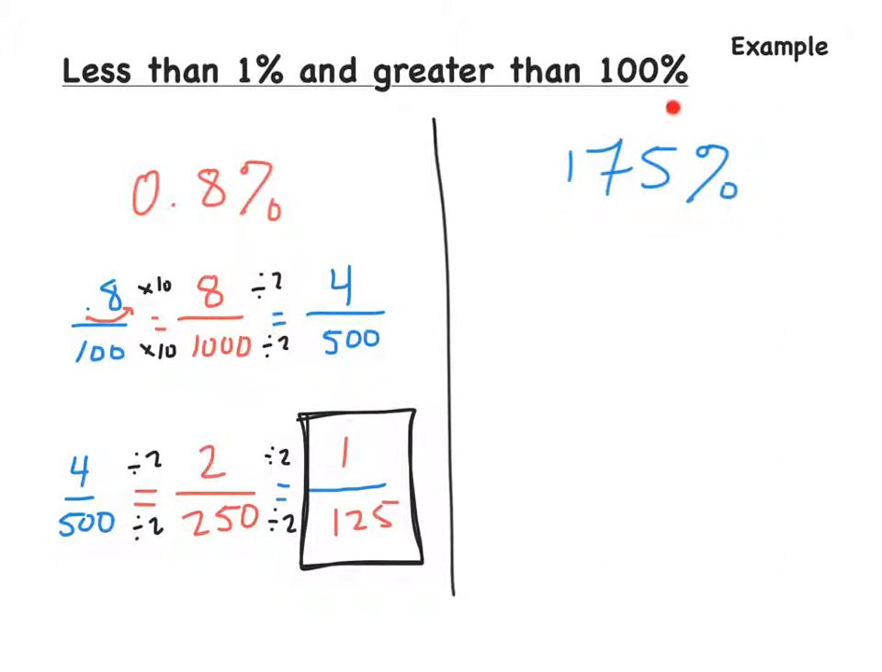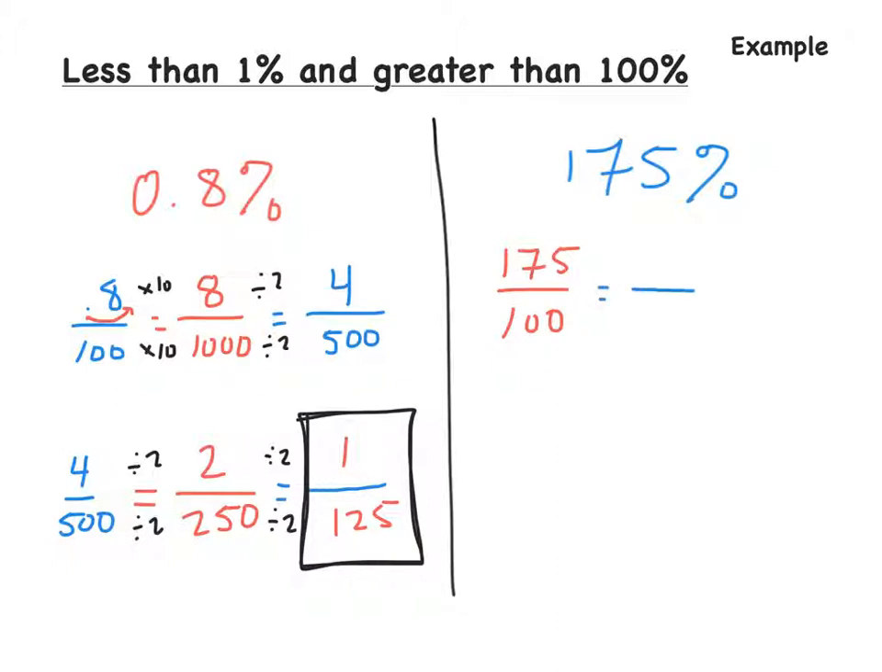So now we have a percent that's greater than 100. We have 175%. So easiest way to turn 175% into a fraction is to rewrite it as 175 over 100. But we're not finished because we have to simplify. So let's divide it through. They're both not even, so you can't divide it by 2. And you can't divide it by 10 because 175 is not divisible by 10. But we can divide it by 5.